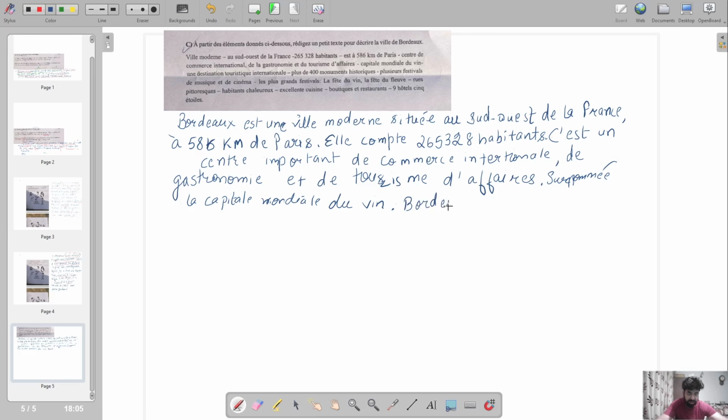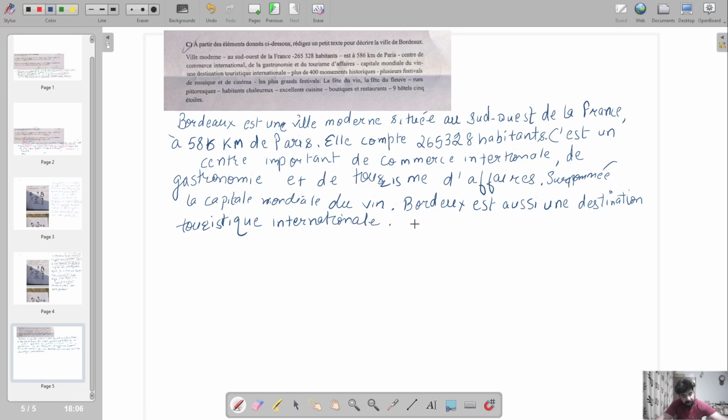Okay. Then it says Bordeaux is the, so basically is also a destination for tourists. So tourist, touristique international.